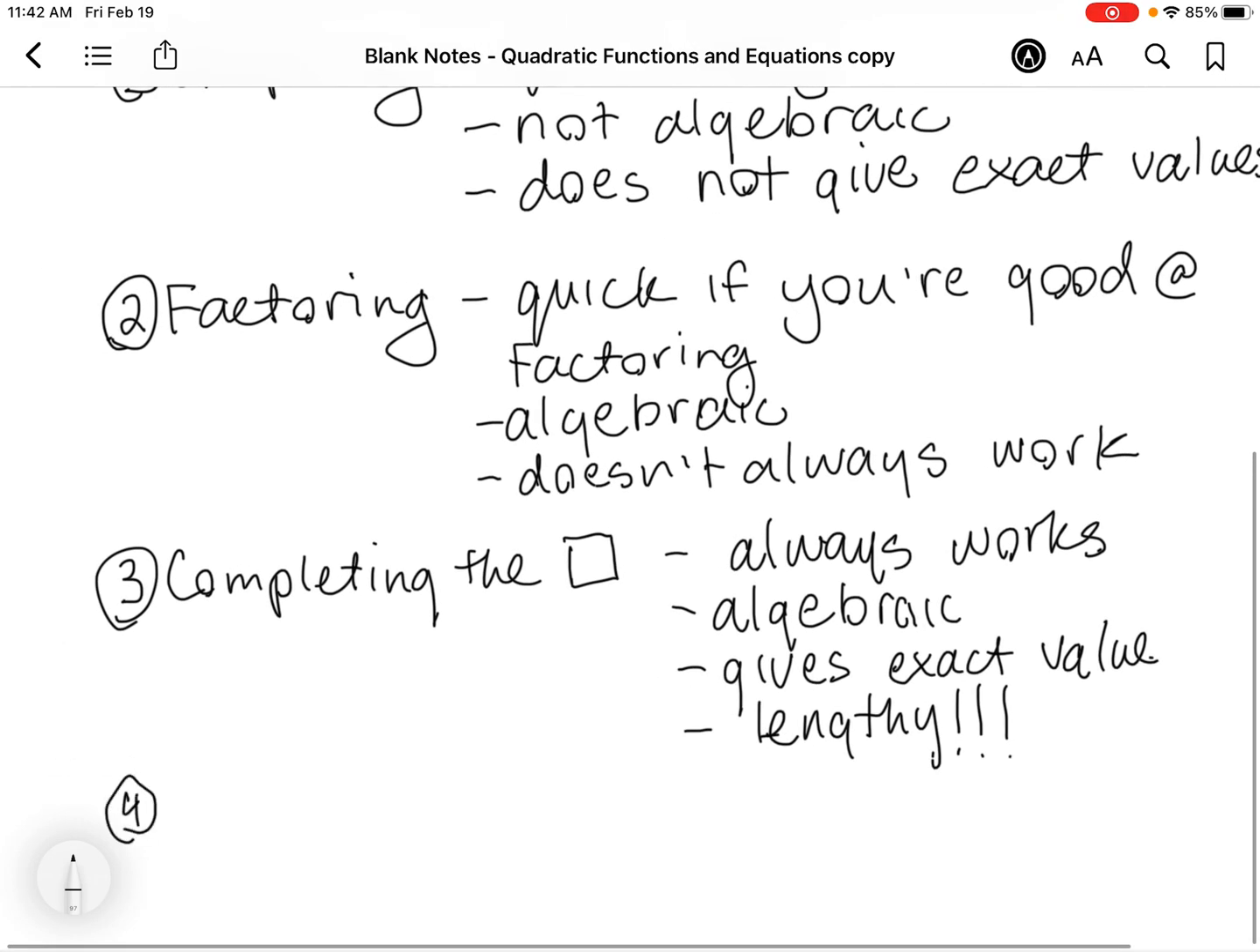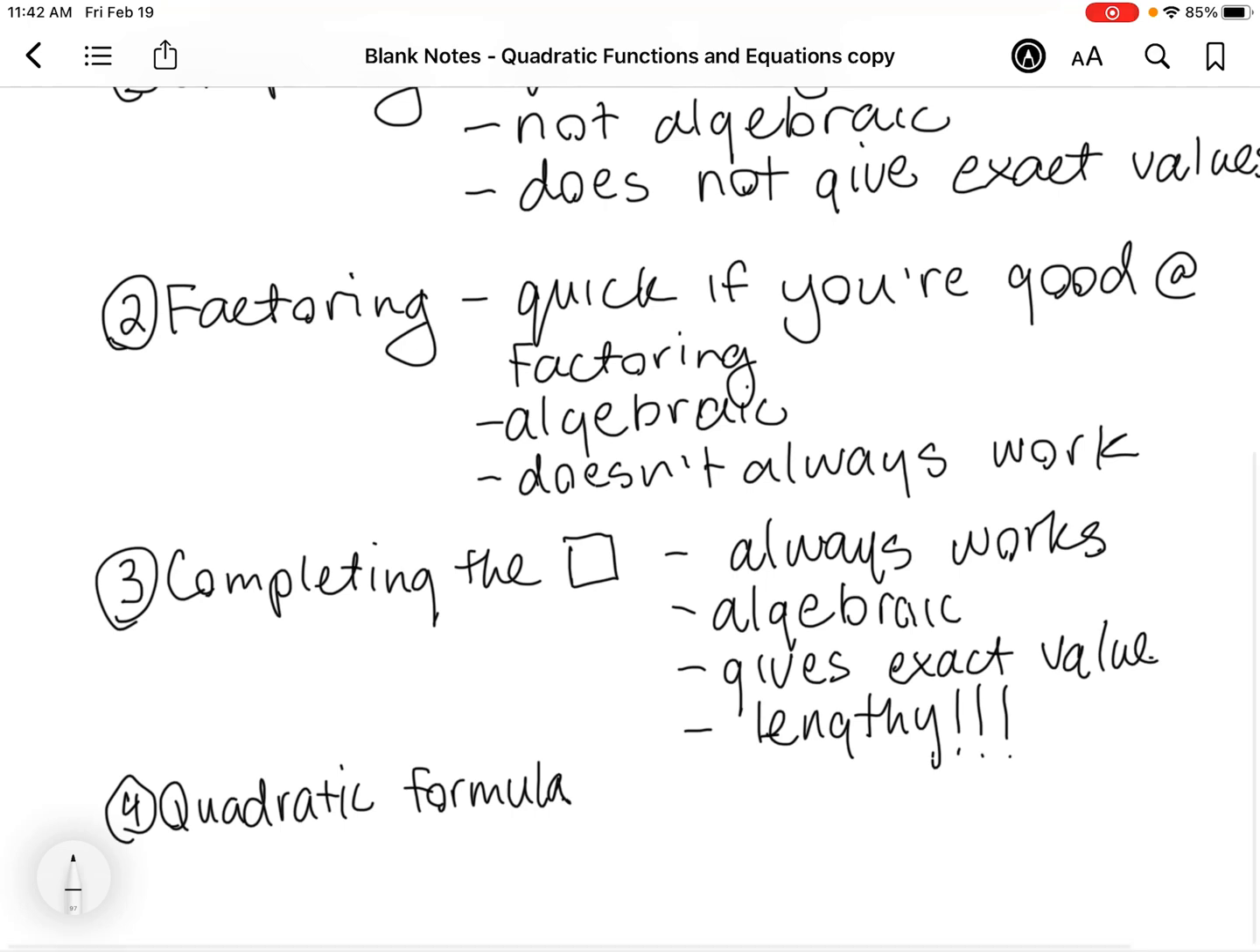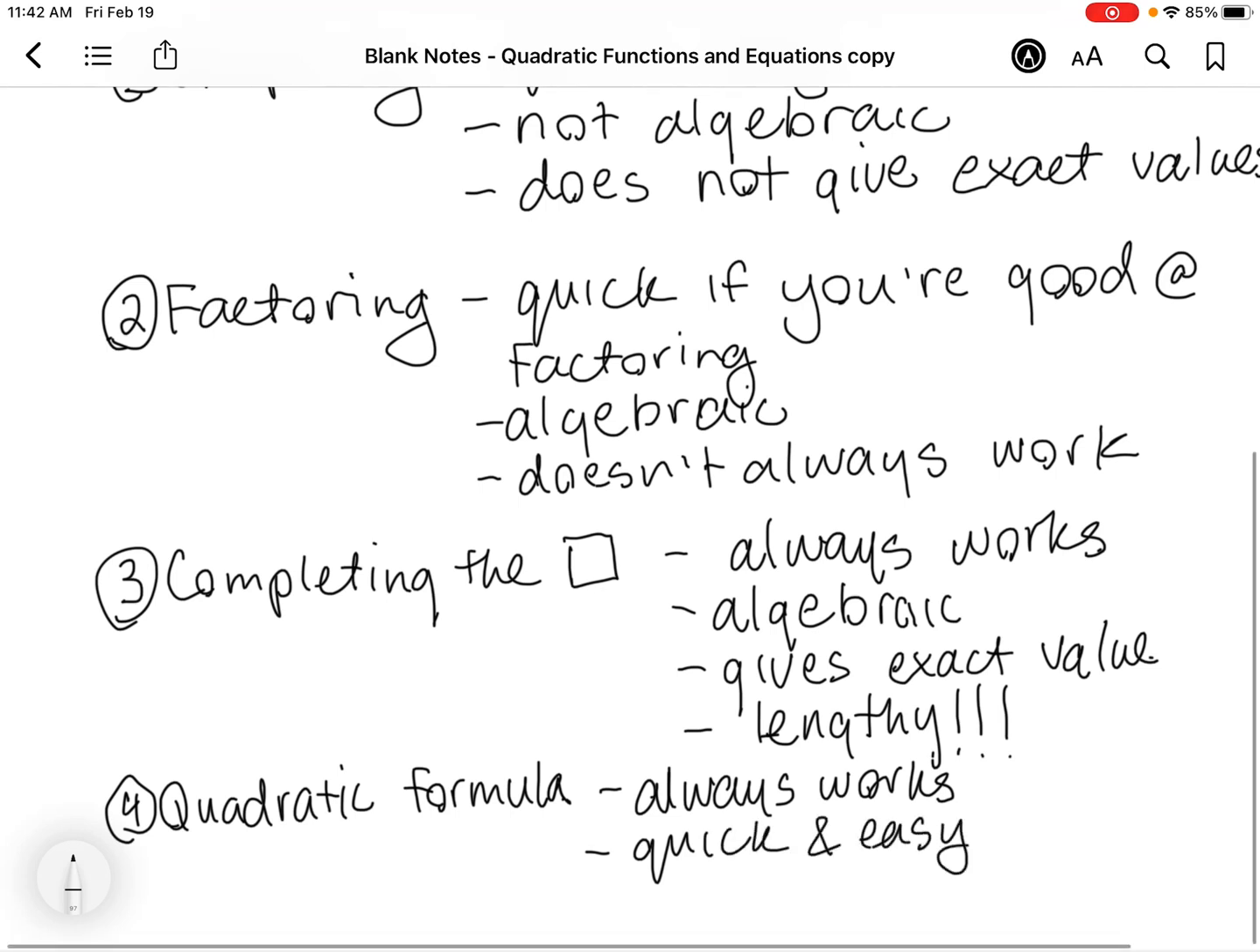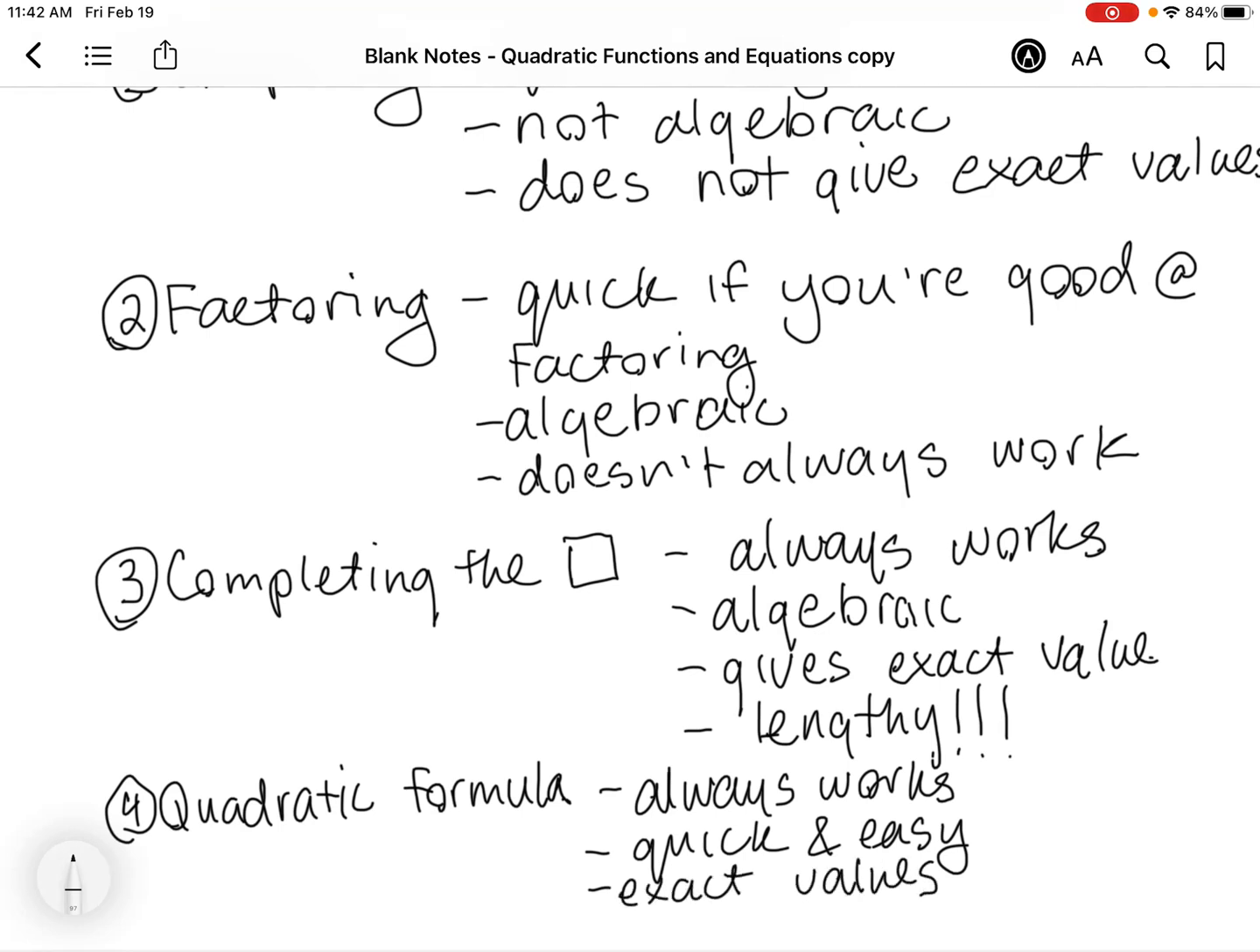And then finally, today we looked at the quadratic formula. Okay, so this always works. Okay, it's relatively quick and easy. Okay, and it gives exact values. The one thing that I will caution you about with the quadratic formula is that people often make careless mistakes with substitution. So watch out for that.